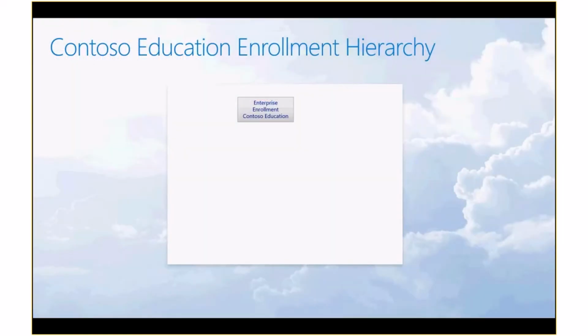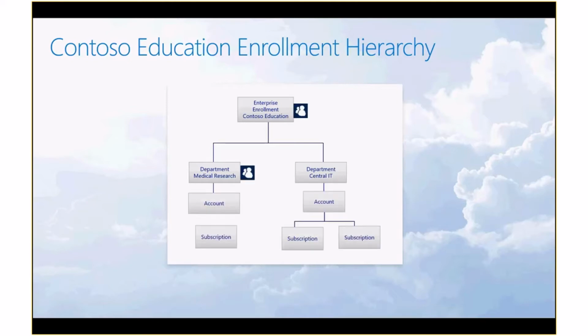Okay, so we wanted to point out what this all looks like and bring it together. So for the enterprise enrollment of Contoso Education, they've decided on two departments, a medical research department and a central IT department. Let me just draw this all out here really quick. So David and Amy, as we mentioned earlier, are the enterprise admins for the enrollment. They have the ability to manage and create department admins and govern the whole hierarchy, turn on marketplace items, turn off marketplace items, those sorts of things. Brian is going to be a department admin, but Brian is also going to be an account admin. We want to point that out. That can be the same person.